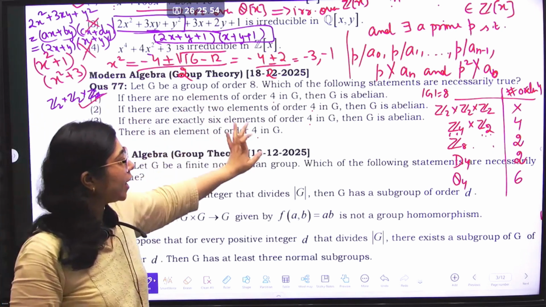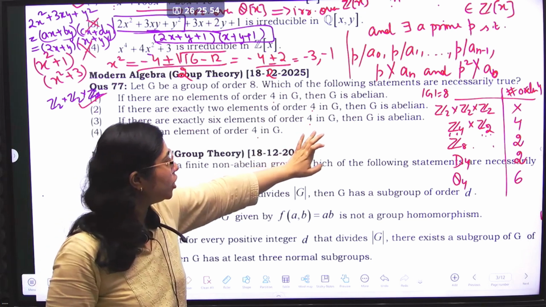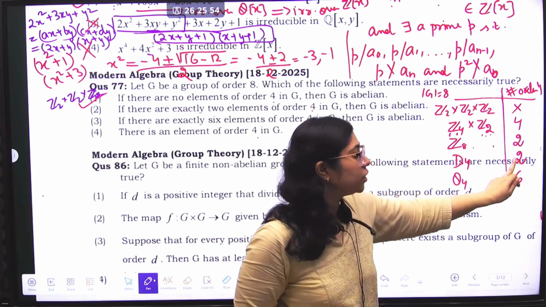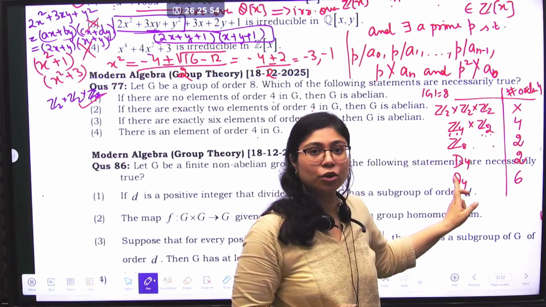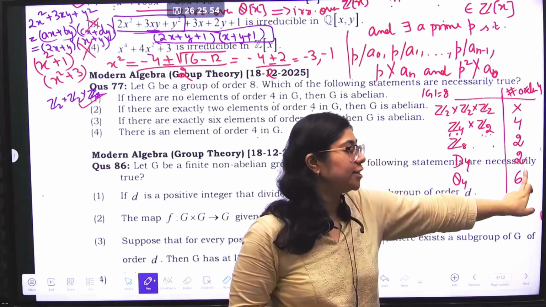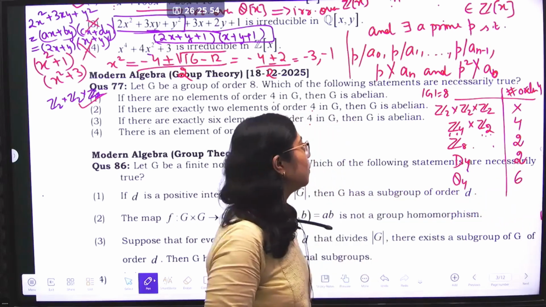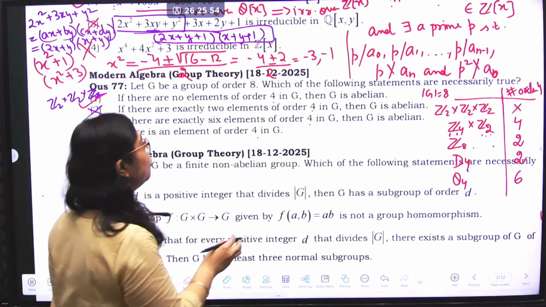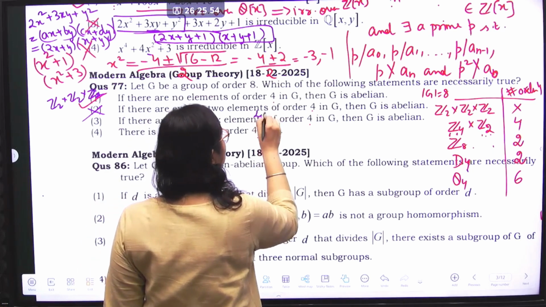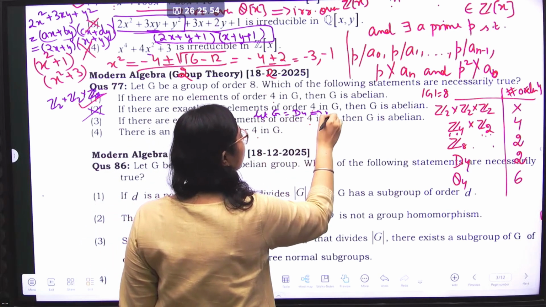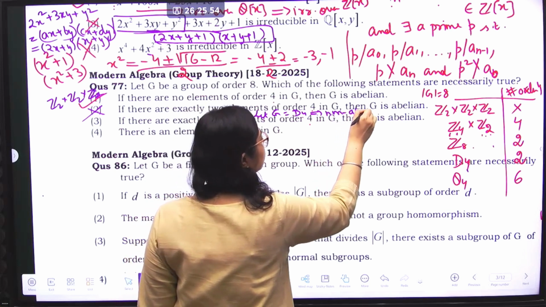If there are exactly 2 elements of order 4 in G, then G is abelian. Is this statement always true? No, because in the case of D4, there are exactly 2 elements of order 4, but G is not abelian. So let G equal D4. This statement is false, since I get a non-abelian group.